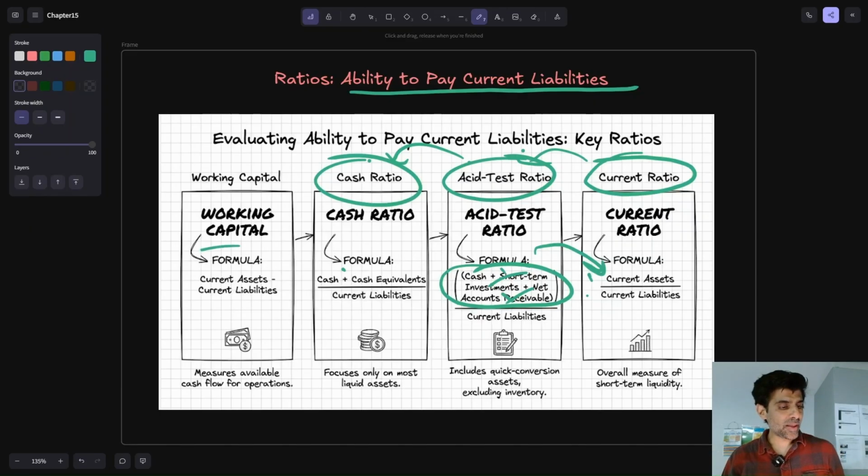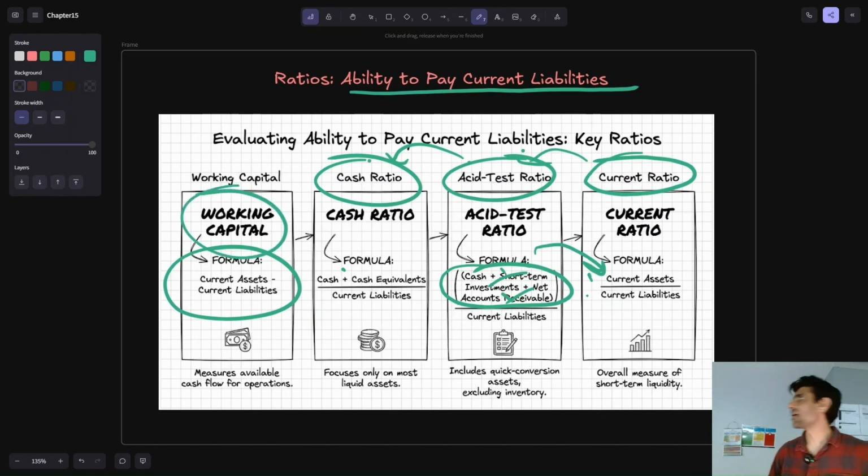Okay, and then working capital, just the definition is current assets minus current liabilities. Okay, so there's a lot of detail of working capital, why it's important. I think it's like a little more advanced. So I think just for now, just know the definition of that.